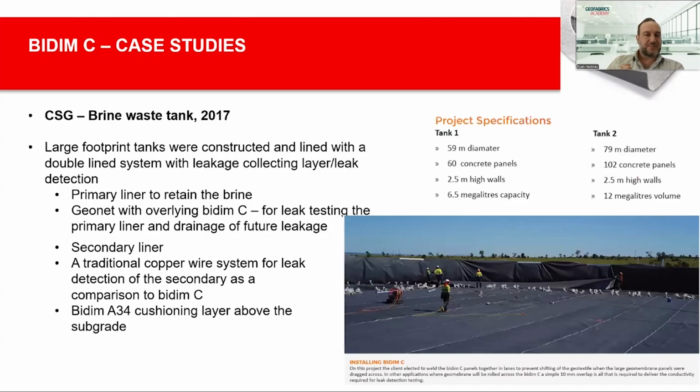And then a third example here that I can share is in the coal seam gas industry. So this particular example was construction of brine waste tanks in 2017. So there were two large tanks. The tank dimensions are detailed there on the right. So these large footprint tanks were constructed with a double liner system to contain brines. So this included a primary liner, a geonet to collect any potential leaks, with Bidim C placed on top. In this particular case, there was also a secondary liner underneath the geonet.